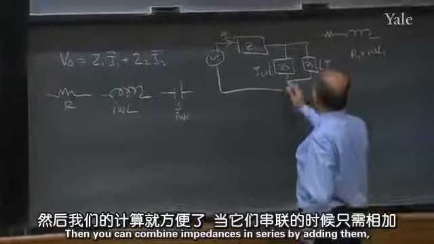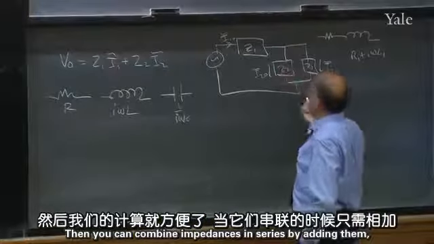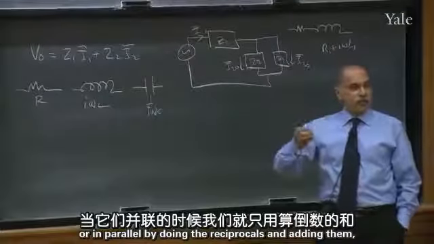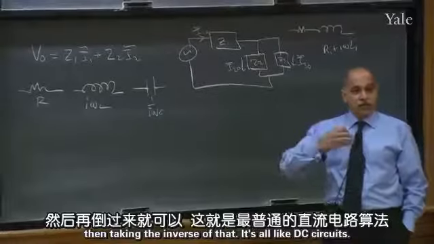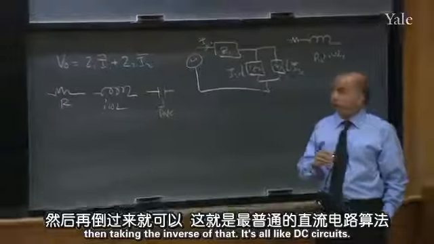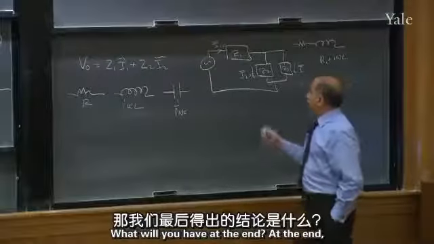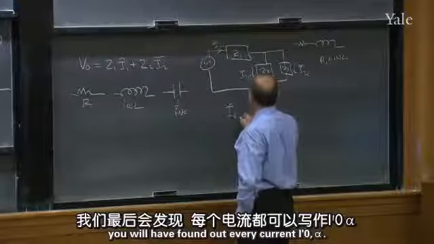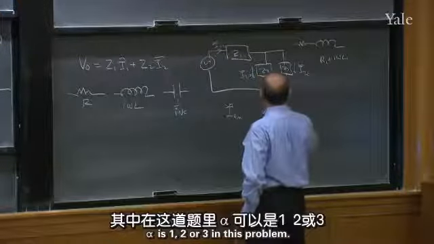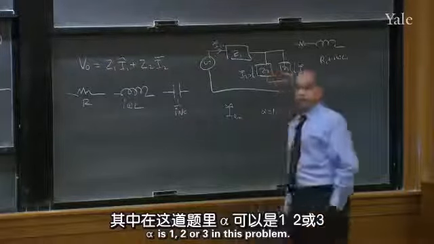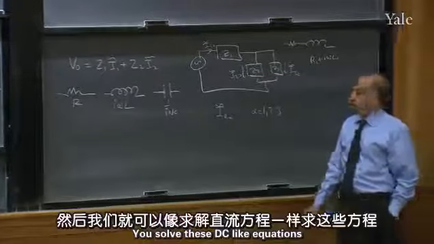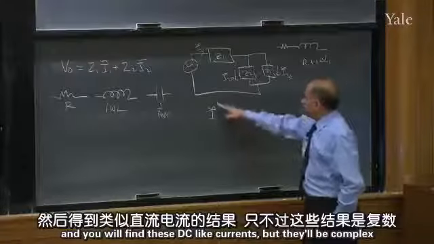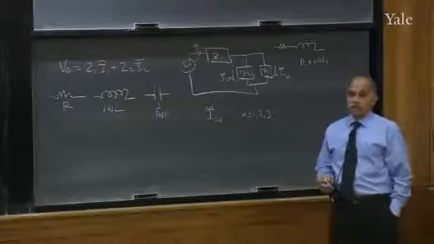Then you can combine impedances in series by adding them, or in parallel by taking the reciprocals, adding them, and then taking the inverse of that. It's all like a DC circuit. What will you have at the end? At the end, you would have found every current I twiddle alpha, where alpha is 1, 2, or 3 in this problem. You will solve these DC-like equations and find DC-like currents, but they'll be complex.